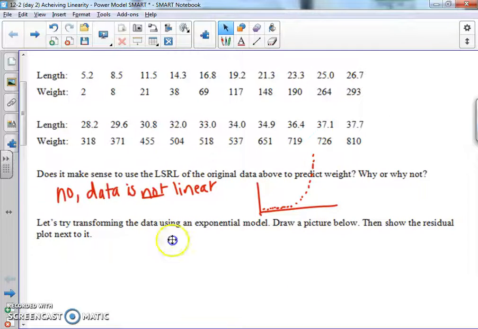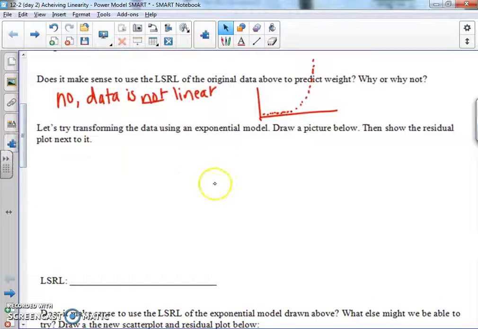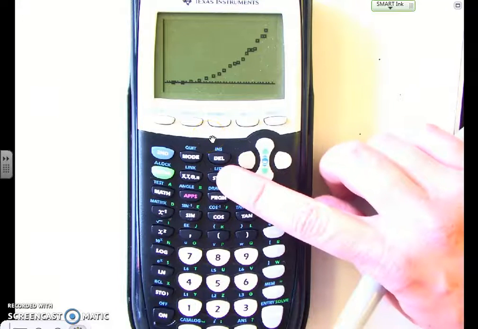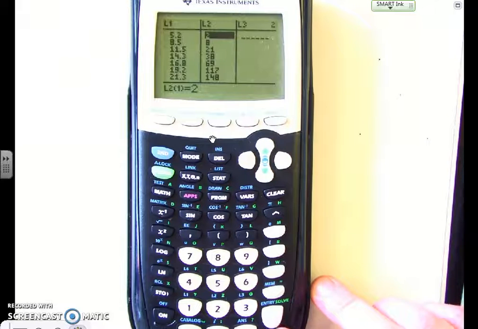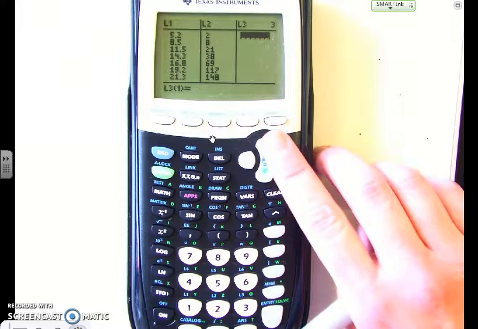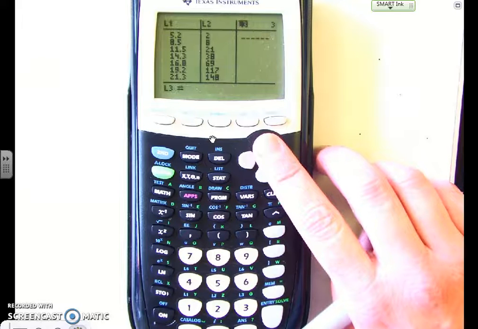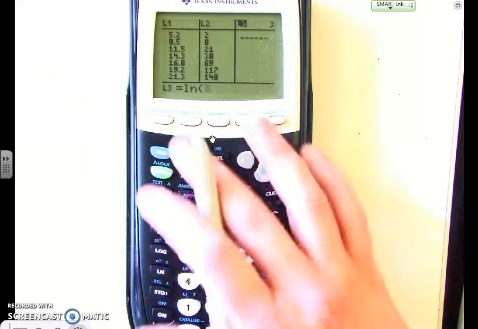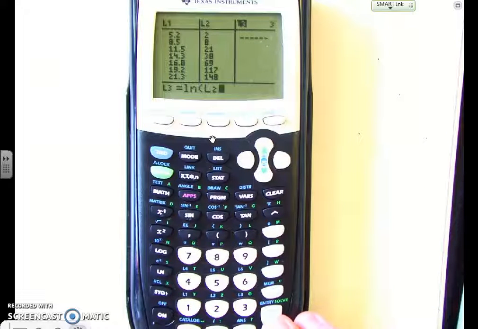So let's try transforming the data using an exponential model, the type of model we did yesterday. Remember, if it looks exponential, let's try to undo the exponential aspect and force it to be straight with a logarithm. So remember, the way we would do that is we're going to come back to our calculator, and I'm going to go to my list, and to try to force it with a logarithm, I'm going to take the log or the natural log of list 2. It doesn't matter which one we do, so I'm going to go ahead and do the natural log. So I'm going to take the natural log of list 2 to try to force it to be linear.